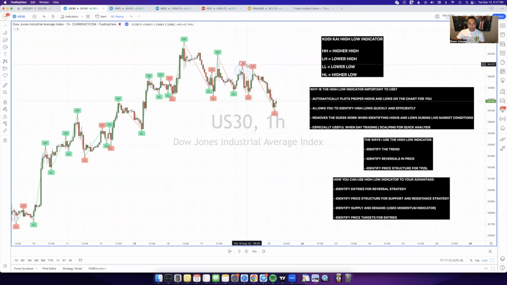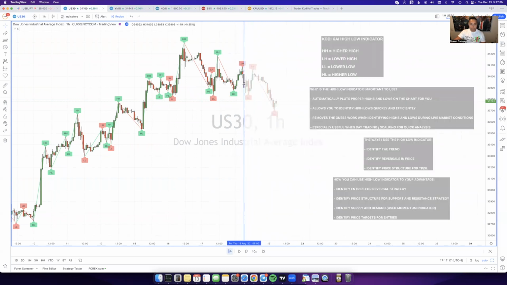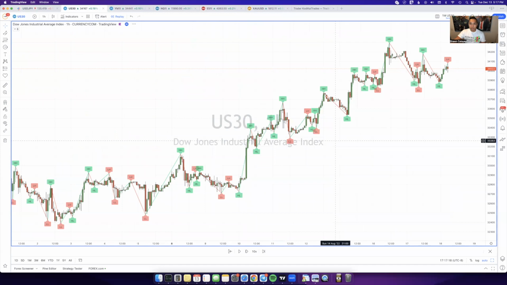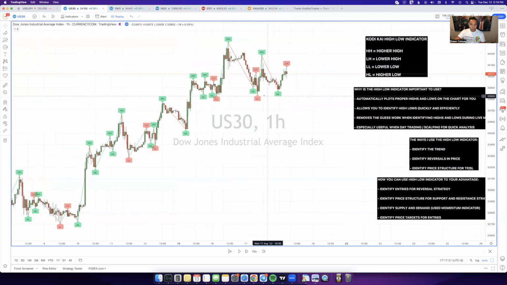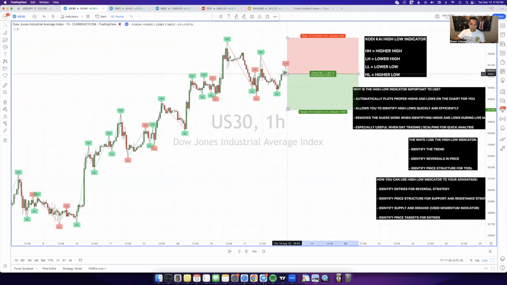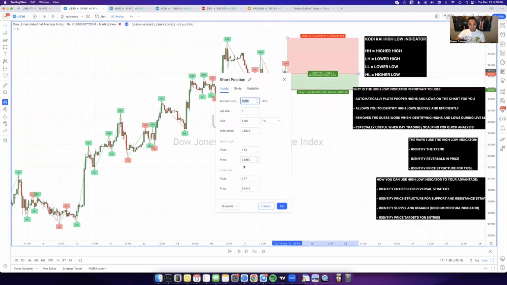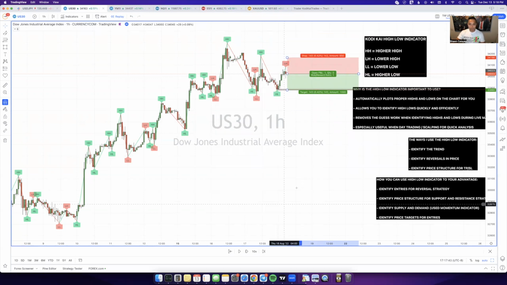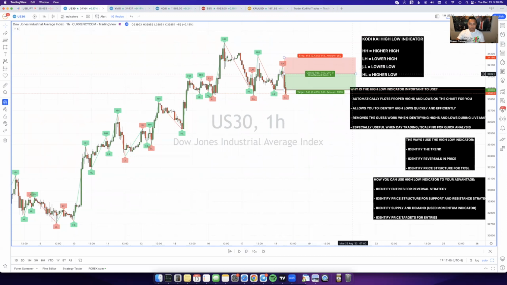Another way that you guys can use this indicator is to identify price structure for TP and stop loss. So say, for example, right here, you identify that as a reversal pattern like I just went over, right? And you wanted to enter a short position right here. Where's your TP going to be? TP is going to be down here at the next structure, right? At the previous high low. So I'd set my TP right there or somewhere right there, and then maybe go for a 1-to-1. Once I got that set up, I'd let the trade run, and there you go, full TP, right?